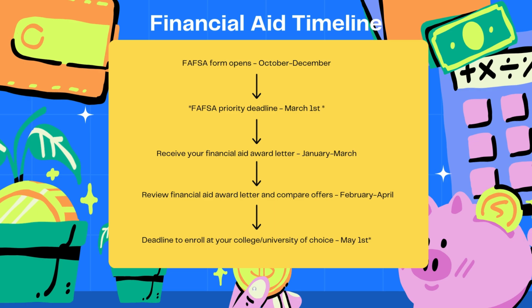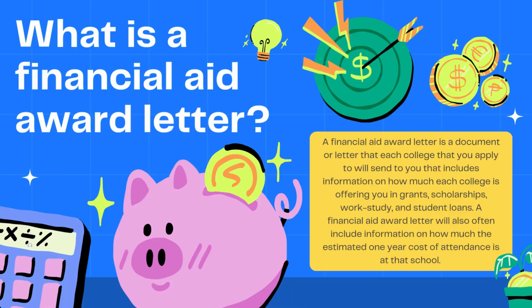And then once you have all of the math broken down, you know exactly how much each school is going to cost. You will typically enroll into your college or university of choice by May 1st. And again, this date might fluctuate just depending on the school, so make sure you are aware of that date as well. So first things first, what is a financial aid award letter?